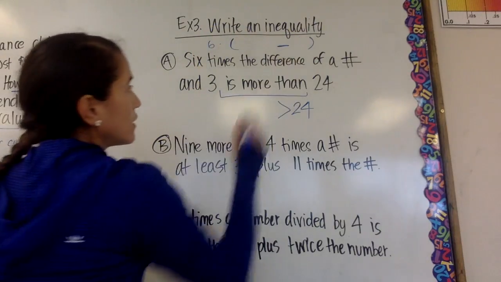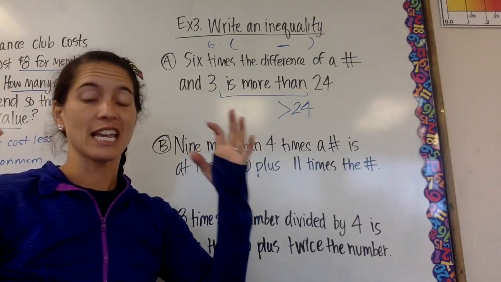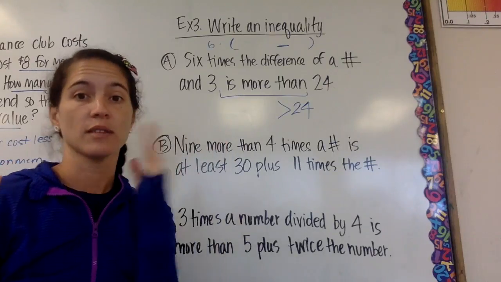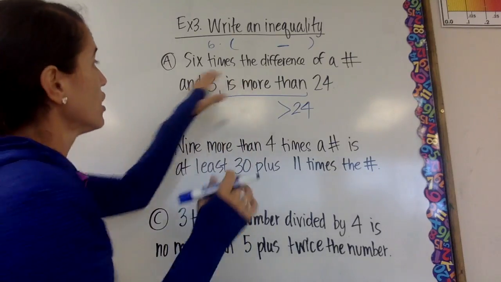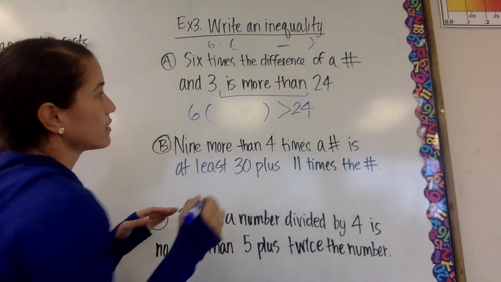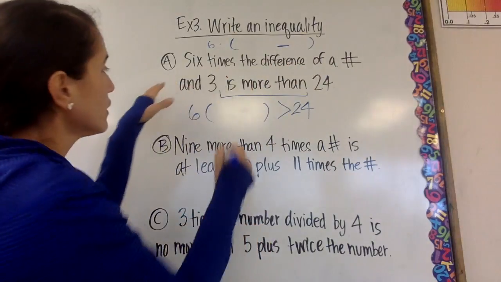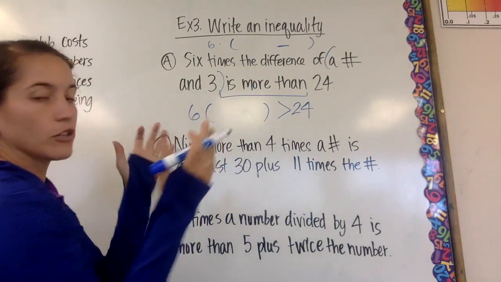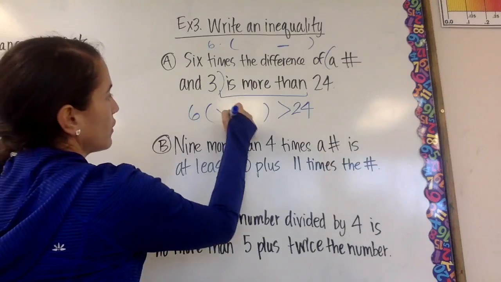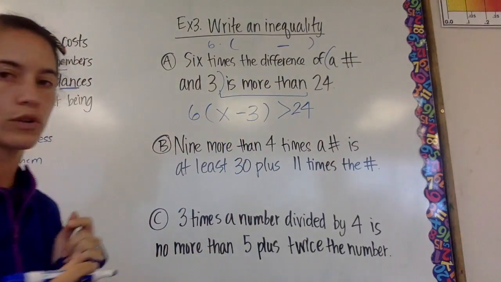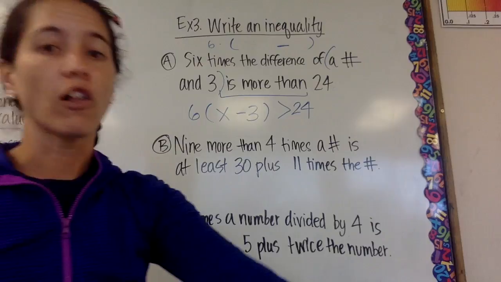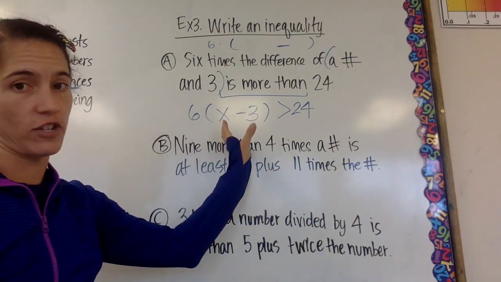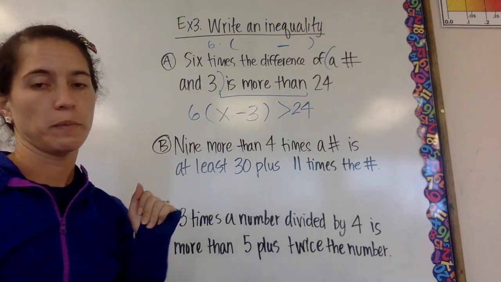So it's going to be 6 times the difference, meaning the difference has to be in our grouping symbols. It doesn't say 6 times a number or 6 times 3. It says 6 times the difference. The difference of a number. So whenever you see difference of, then you know it's going to be something and something. That's going to be how you know what it is. The difference of a number and 3, and you just go in order. So that would be your answer. All it says is write an inequality, and this is enough. 6 times the difference is more than 24.